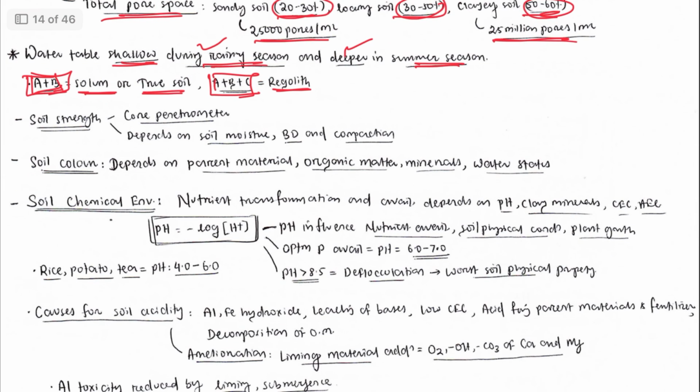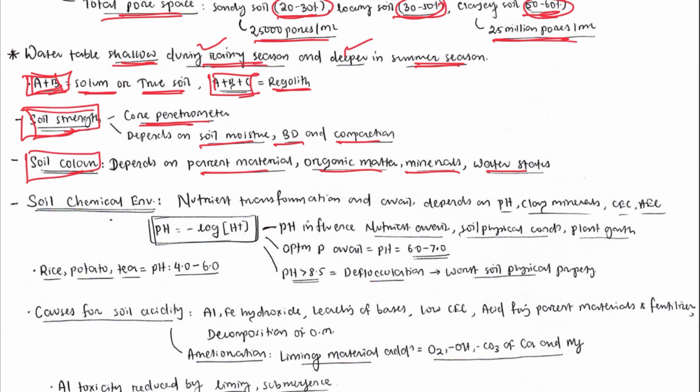Next one is soil strength, which affects root growth. Soil strength is measured by a core penetrometer. It depends on soil moisture, bulk density, and compactness. Next one is soil color. It depends on parent material, organic matter, minerals, and the water status of the soil.